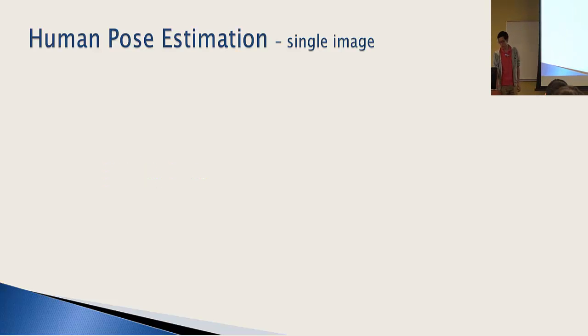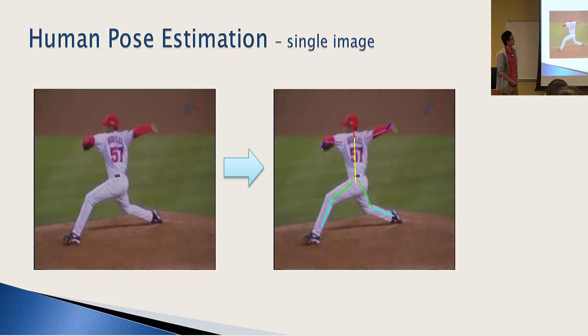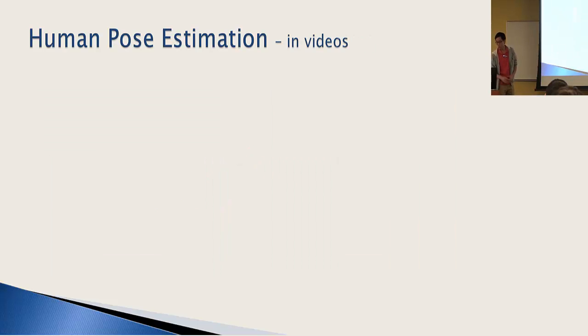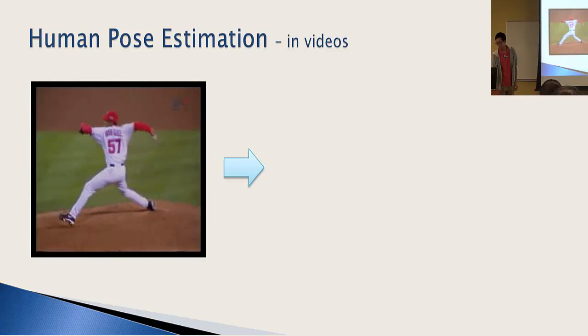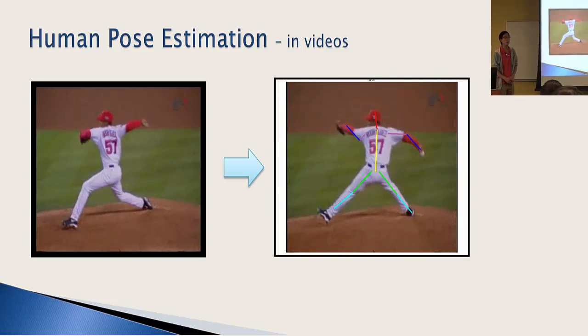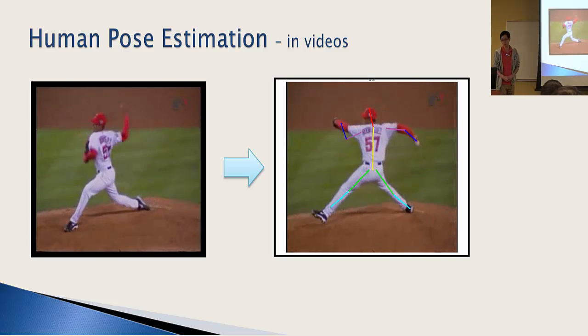About human pose estimation in single images, the input is just one image, and the output is the configuration of the human pose in this image. The different colors mean different body parts, and the pose estimation also gives the results of the joint locations for the human body. For human pose estimation in videos, the input is one video, and we want to get the human pose estimation for every frame, and make sure that they are consistent through the frames.